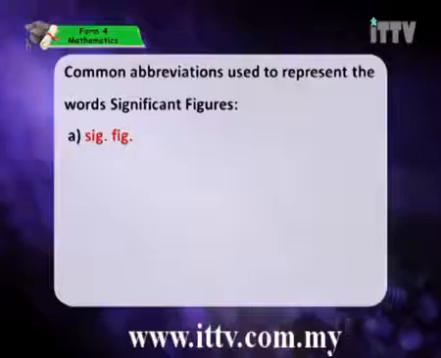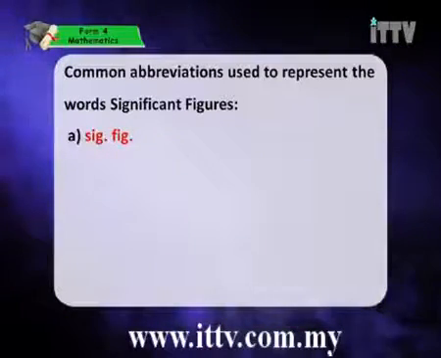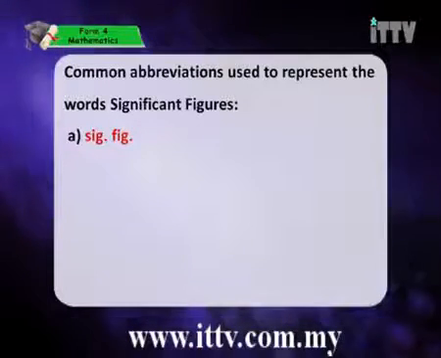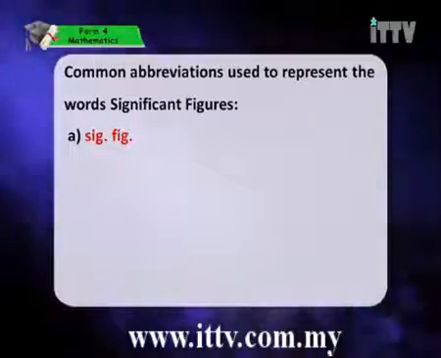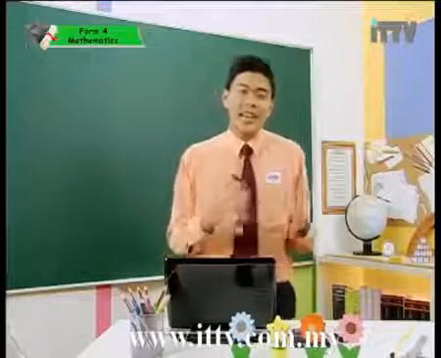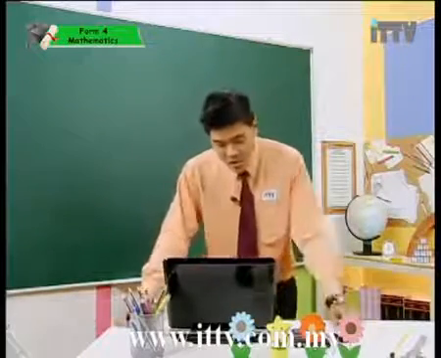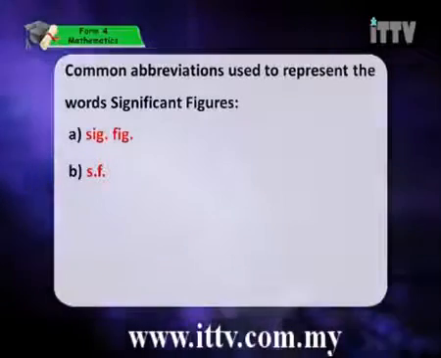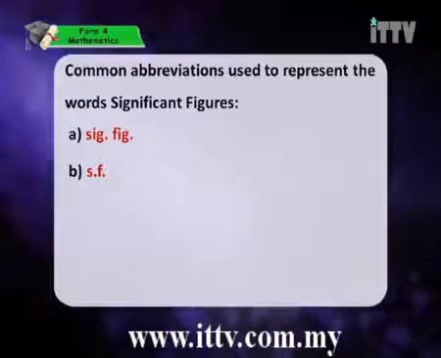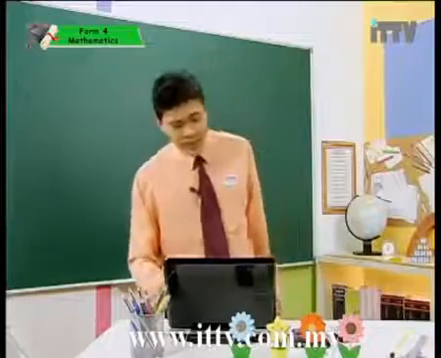Now, what are the common abbreviations used to represent the word significant figures? Well, you can use sig.fig. It represents significant figures. To cut it short, sig.fig. Or you can also use s.f. s is for significant, f is for figures. You will use it later when you get a number to determine how many significant figures there are.